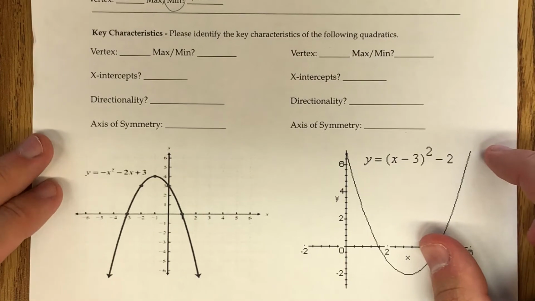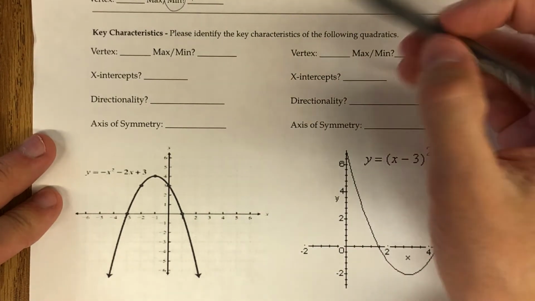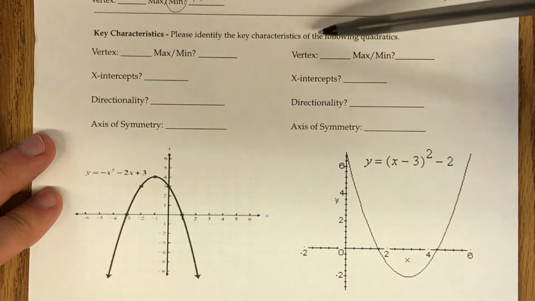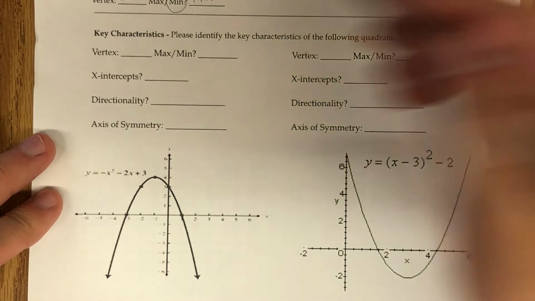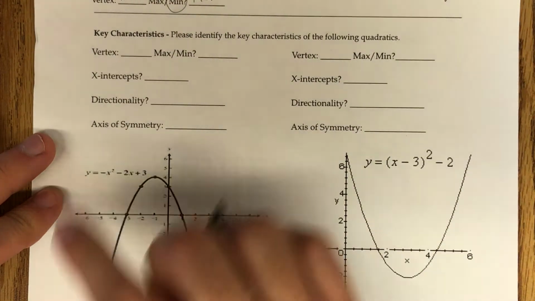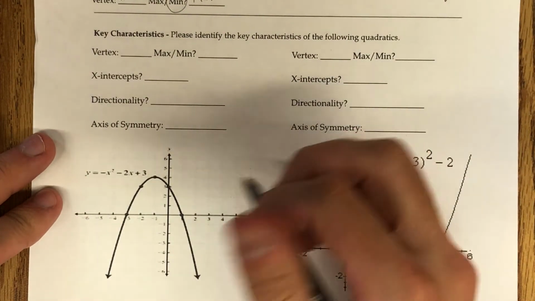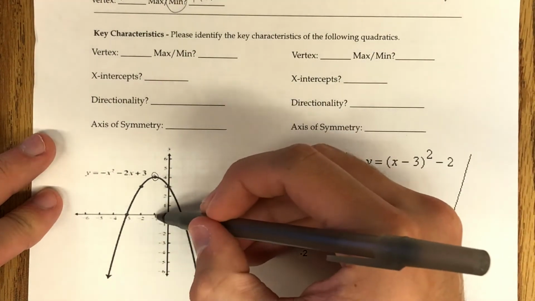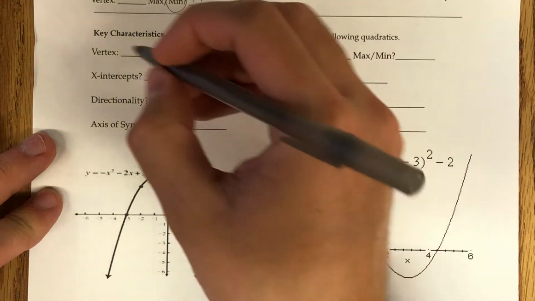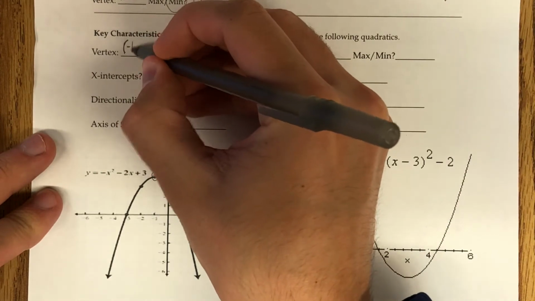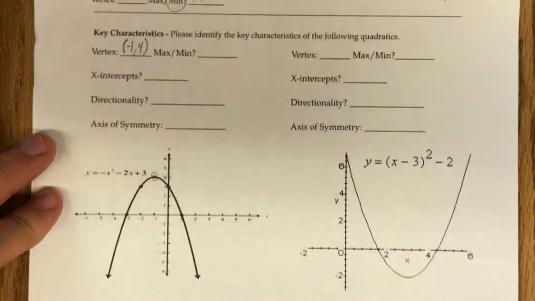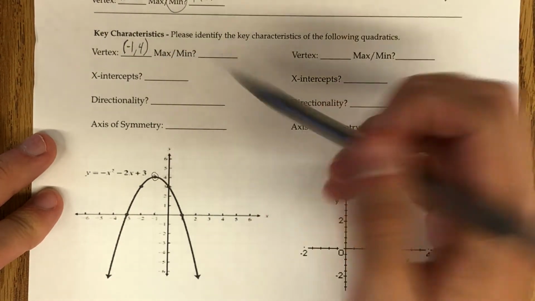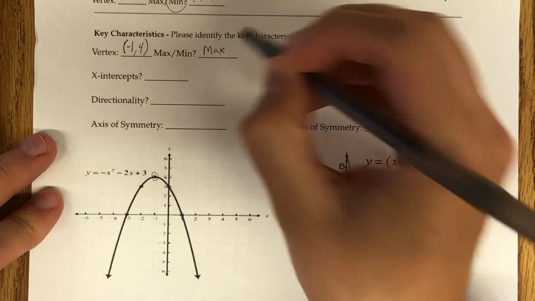Okay. All right, so let's identify some of these characteristics for a couple of graphs. We'll start with this one on the left. For both instances, it says, please identify the key characteristics of the following quadratics. Starting with the vertex, which is either the highest or lowest point. Our highest point is right here, where the x value is -1 and the y value is 4. So we would say we have a vertex of -1, 4. This point is a high point, so we would call it a maximum.